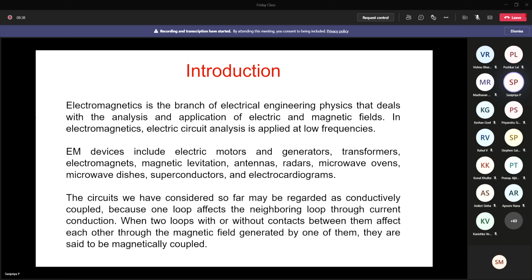Now here in these magnetic circuits, when you have two loops, with or even without contacts, there is going to be an electric field produced in one coil because of the other coil. Even though there is no connection between the two coils, there is going to be a field generated in one coil by the other coil. So these two coils are called magnetically coupled. Now we are going to discuss this principle in detail. That's nothing but your electromagnetic circuits.